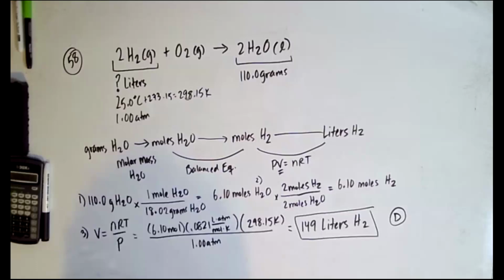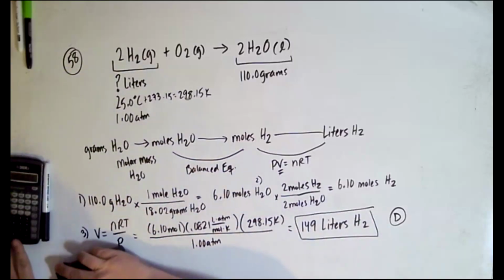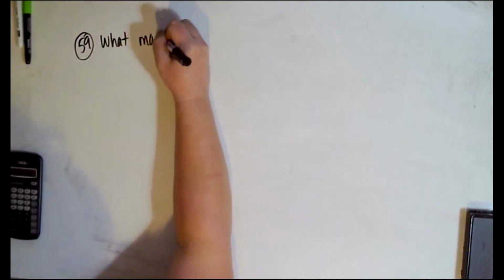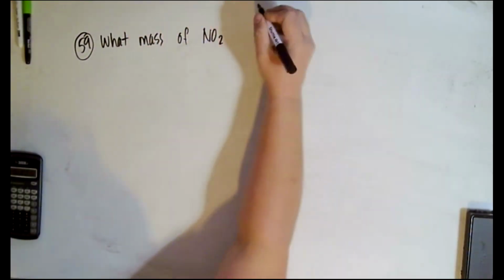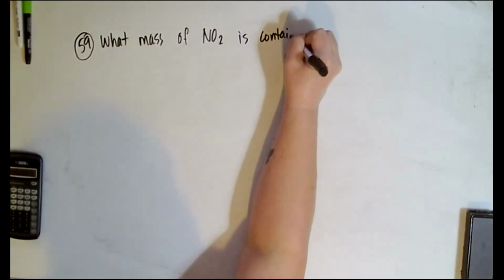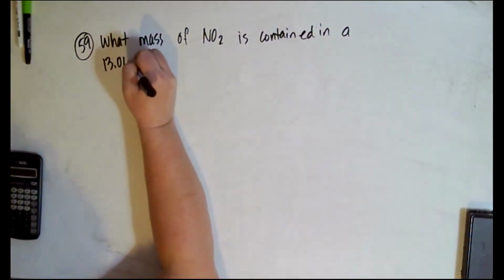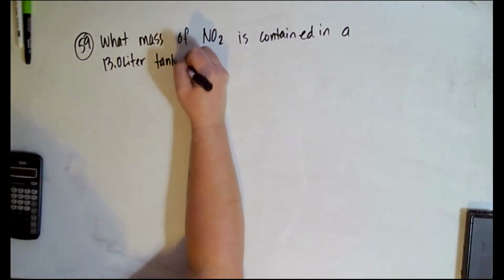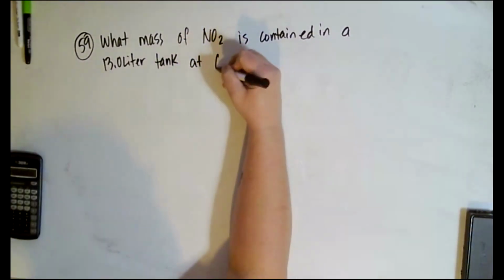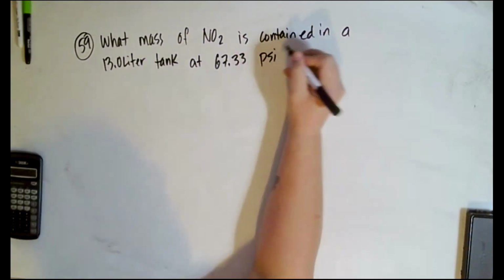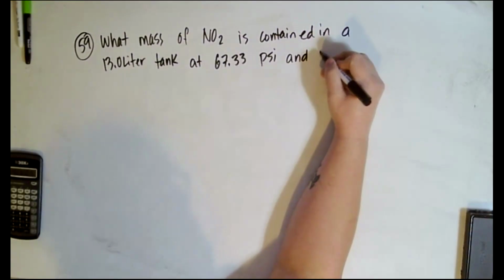All right. Our next question, number 59. Says, what mass of NO2 is contained in a 13-liter tank at 67.33 psi and 112 degrees Celsius.